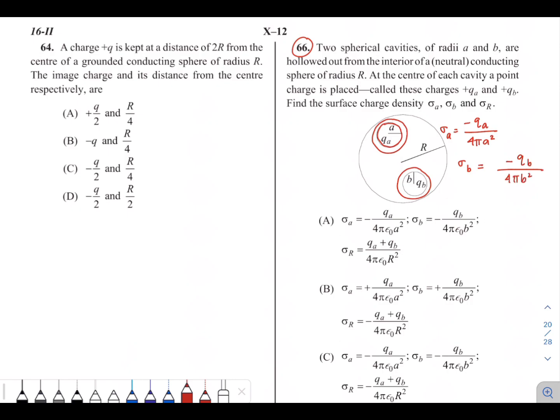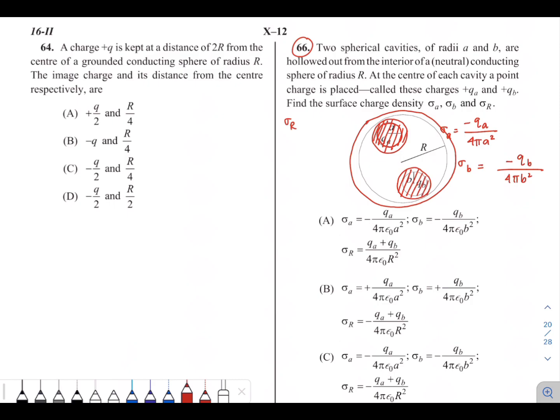Let us now find sigma r. To find this, we consider another Gaussian surface just outside the sphere of radius r. Now note that inside this Gaussian surface, the net charge is 0. So that is true for this Gaussian surface.